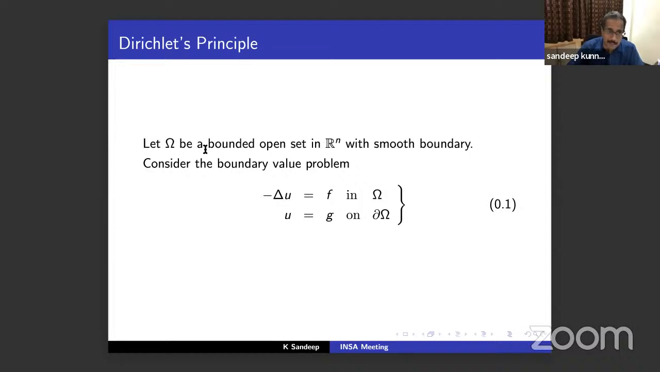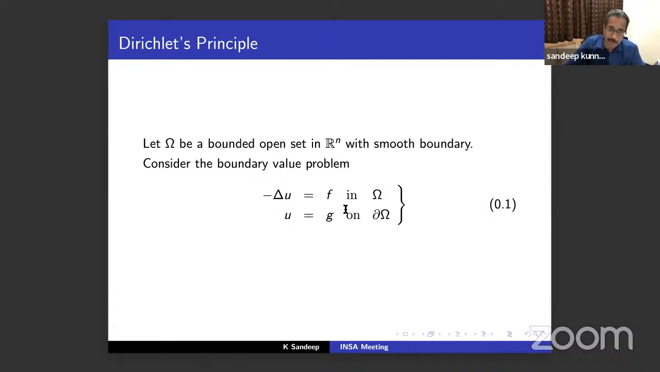I wanted to consider this problem. Let omega be a bounded open set in Rn with smooth boundary and consider the boundary value problem: minus Laplacian of u is equal to f in omega, and u is equal to g on the boundary of omega. Omega is a given domain, and f and g are given functions. We want to find a function u which satisfies this relation. This is the standard Dirichlet problem.